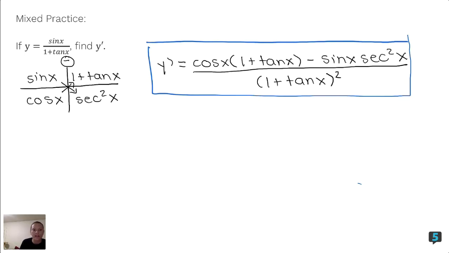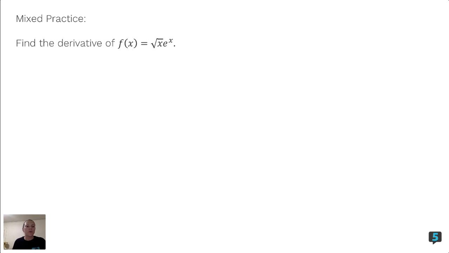All right, here's the next one. This time, I want us to find the derivative of f of x equals the square root of x times e to the x. All right, first thing, product rule or quotient rule? What do you think? Product, great, Ari. So we've got that square root of x being multiplied by e to the x, so we're going to use product rule.